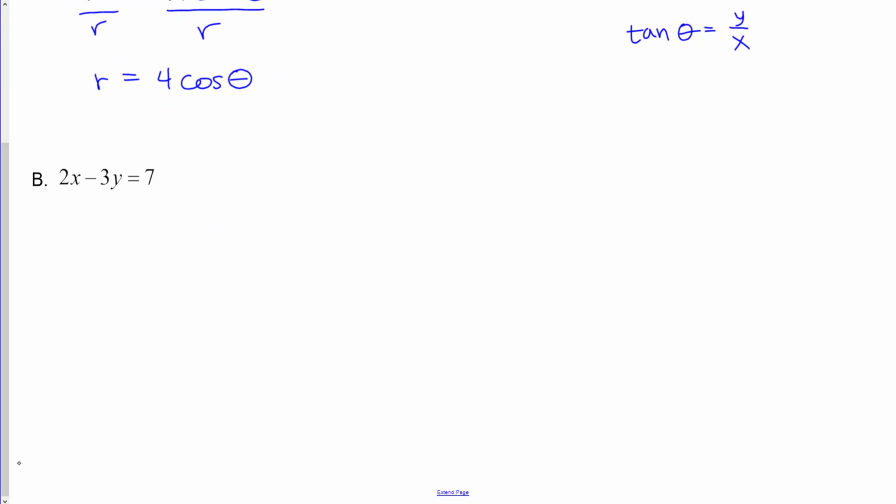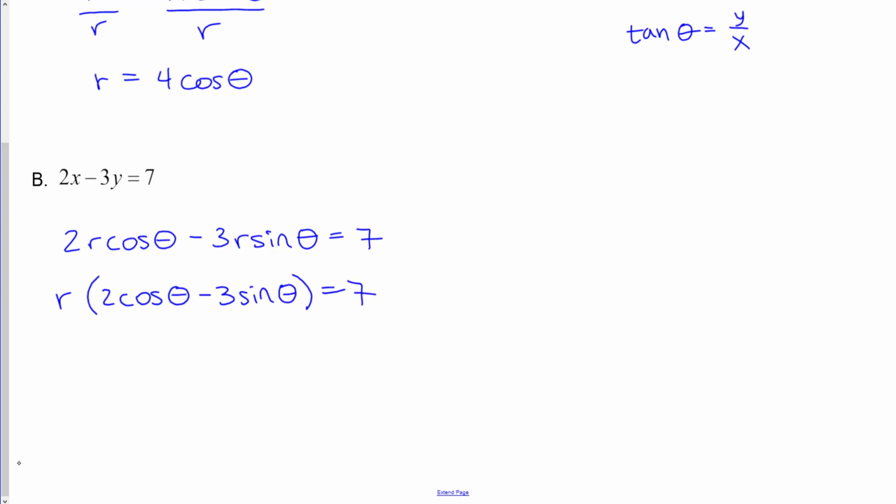This next one, 2x minus 3y equals 7. I could initially change it into 2r cosine theta minus 3r sine theta equals 7. Factor out an r, and divide both sides through by the cosine theta, sine theta part. So this would be r equals 7 over this whole thing, 2 cosine theta minus 3 sine theta.